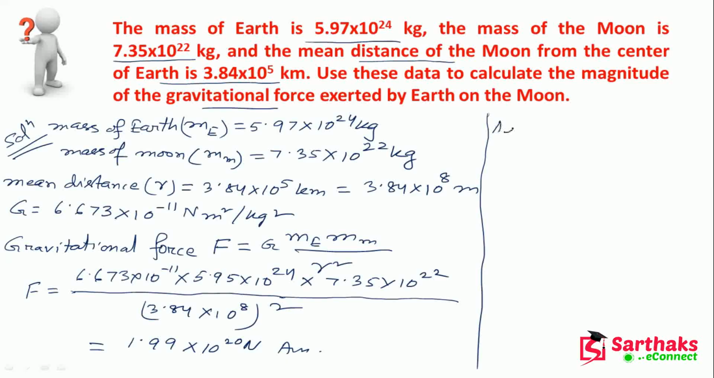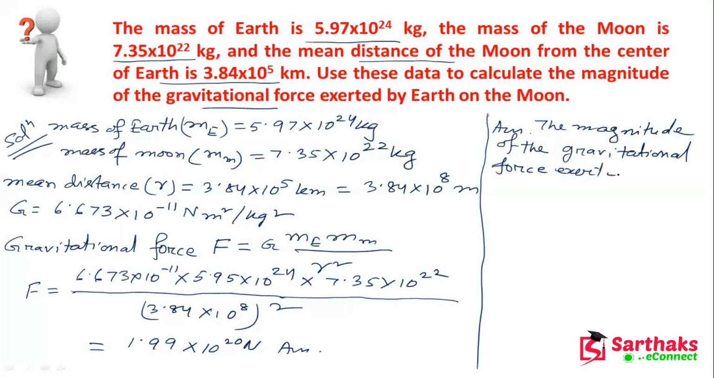So here, answer, the magnitude of the gravitational force exerted by Earth on the moon is 1.99 into 10 to the power 22 Newton. Okay, this much.